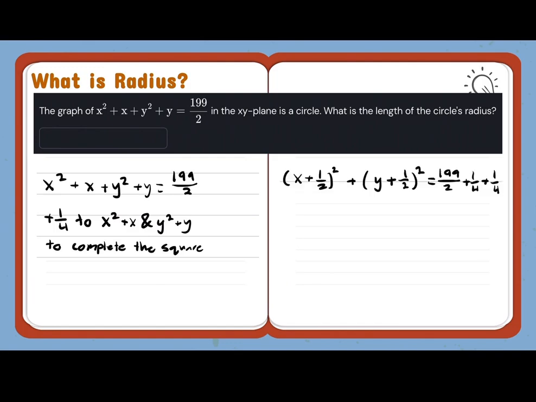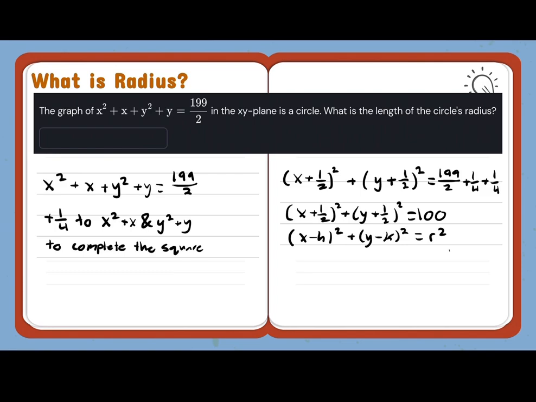In doing so, you can simplify it to (x plus 1/2) squared plus (y plus 1/2) squared. And you also add 199 over 2 plus 1/4 plus 1/4. That will actually simplify to 200 over 2, or 100. And we can just match this to the circle formula. Again, we're only looking for the radius here. So we know that r squared equals 100 and r equals 10.